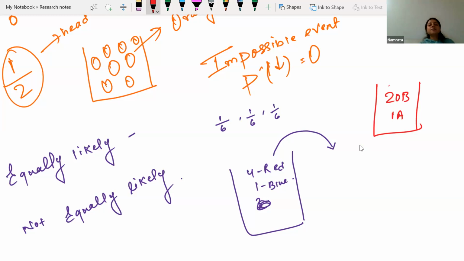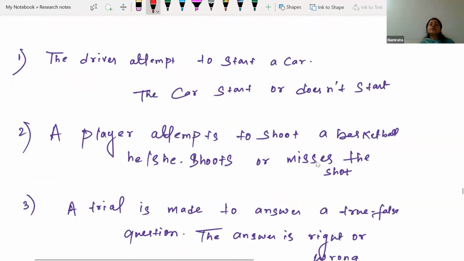On the basis of this concept, we did a few fill in the blanks questions. A driver attempts to start a car: the car will start or not start, is that equally likely or not? Either the car will start or it will not start. Obviously this is not equally likely, because when the driver is attempting to start a car, we don't know the condition of the car. We don't know whether the car has petrol or not, whether it is an age old car or a brand new car. We are not aware of that, so we cannot say it is equally likely.